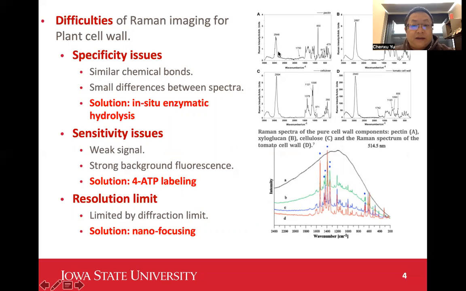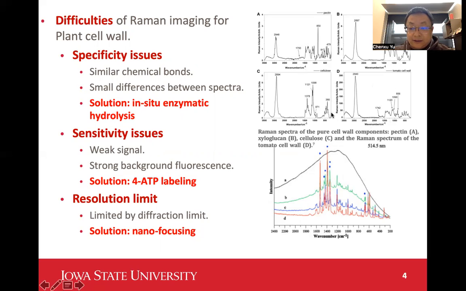For example, if you look here, this is pectin, this is xyloglucan, this is cellulose. These are the three main components in plant cell wall structures. And here is the spectrum collected from tomato skin. What you can see is, although we can identify peaks in the cell wall structure, it's not easy or simple to pinpoint a peak to a specific molecular species.